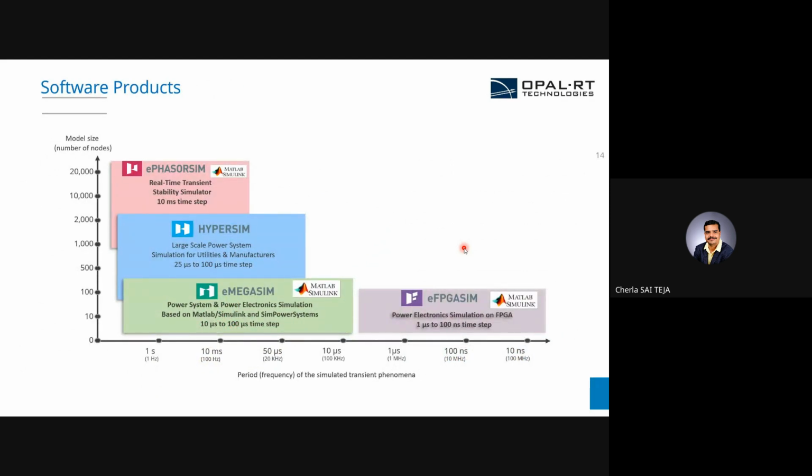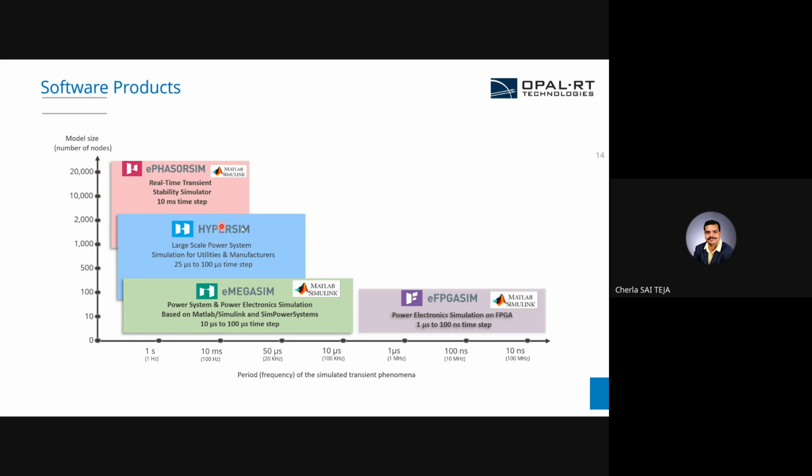These are some of the software products we have, depending on the application. The ePHASORsim is a solver which works in the phasor domain, and it finds application whenever you want to study the transients occurring at a grid level. When I say grid level, you'll have a larger number of buses in the system, so you can see a number of nodes. You can simulate a total of 20,000 nodes.